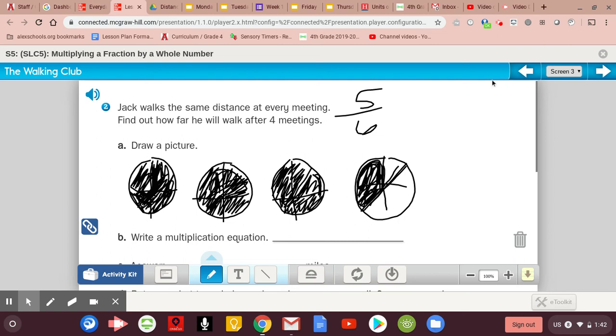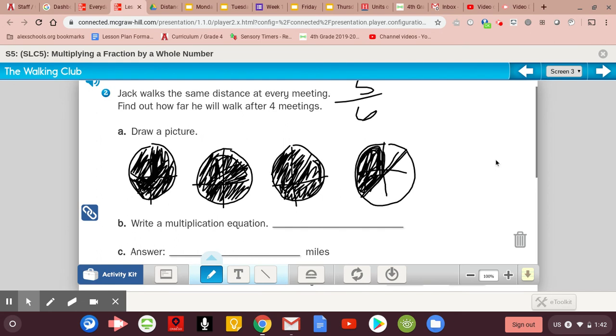Now we can go back and we can count how many 6ths we have, right? Or we can just go straight down and do the multiplication problem. We did our 4 meetings, so 4 times how far he walked, which is 5/6. And our answer here, we have 6. That's 1 whole, 2 wholes, 3 wholes colored in. So we know we have 3 wholes. And then how many do we have left over here? 1, 2 out of 6.